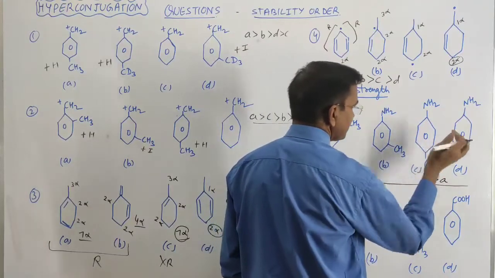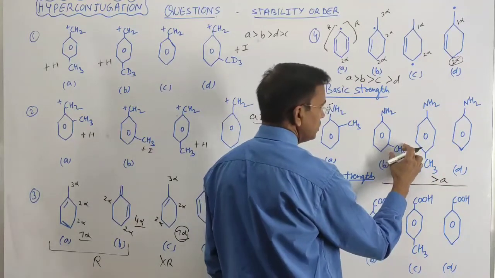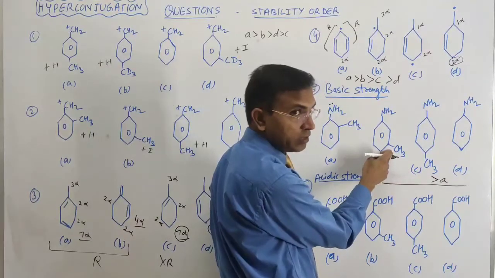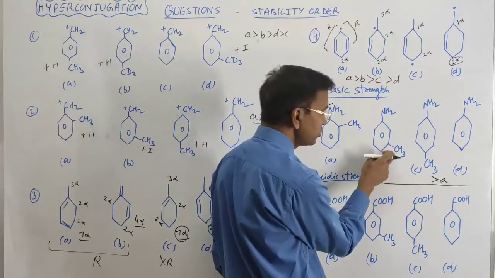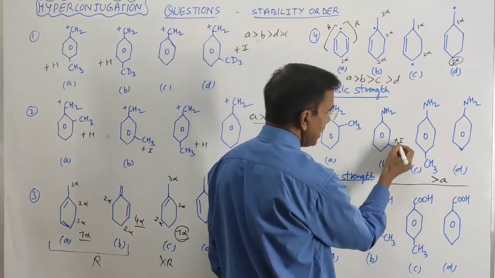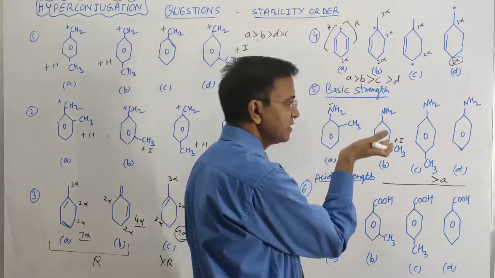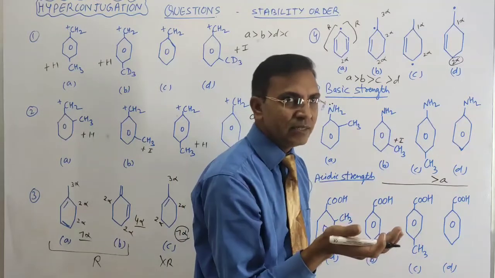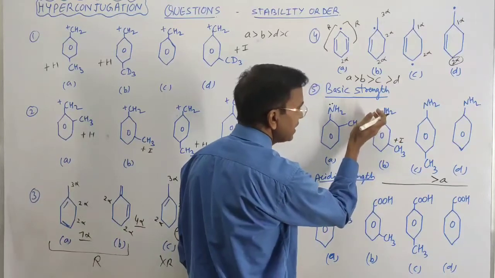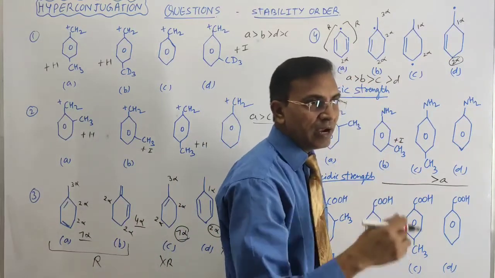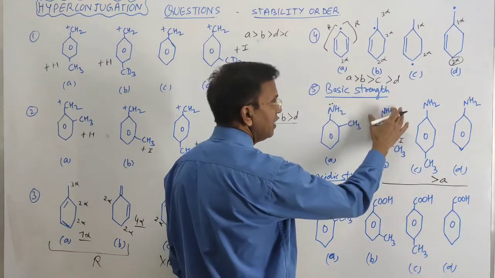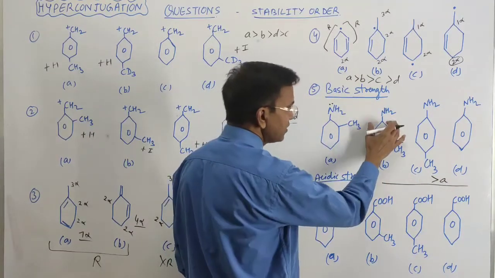Now in this, it shows the I effect, meta position it is at, not show the hyperconjugation, so it shows the I effect, and that is plus I, right? And plus I increases the electron density in the benzene ring. It increases the electron density, and it increases the electron density at nitrogen also, and make the lone pair of electron easily donated. So that becomes the basic, more basic, right?